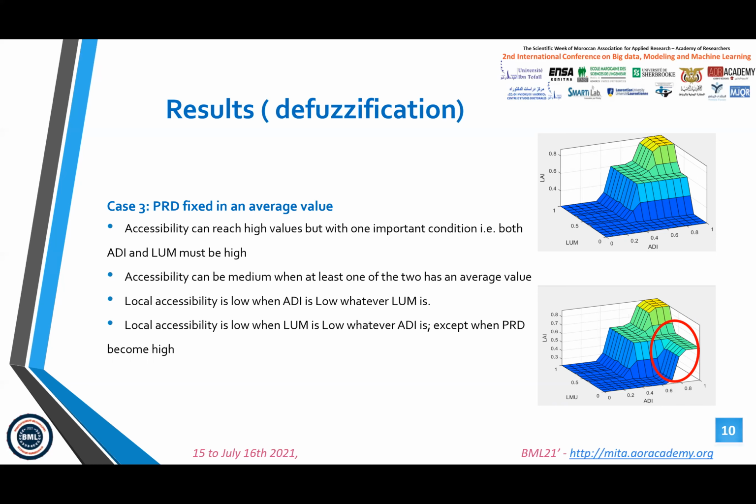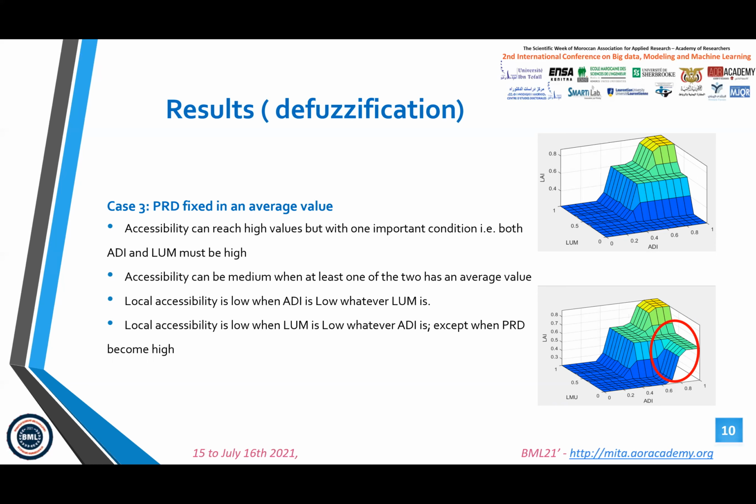In addition, this graph shows 2 main findings. The first: local accessibility can be medium when at least one of the 2 variables has a medium value. And the second: local accessibility is low when at least one of the 2 has a low value.